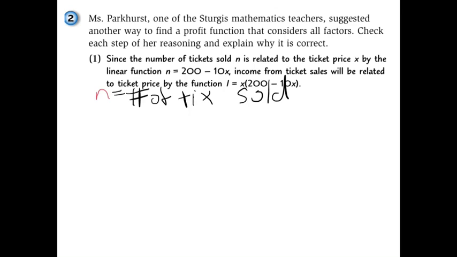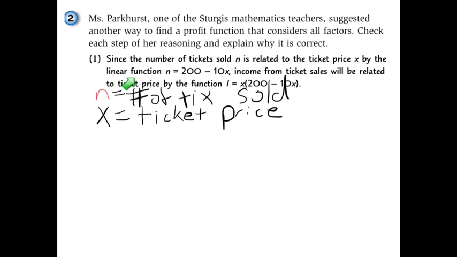So, since the number of tickets sold n is related to the ticket price x, I'll just write down here that x is the ticket price. And then it says that n is related to x by the linear function n equals 200 minus 10x.